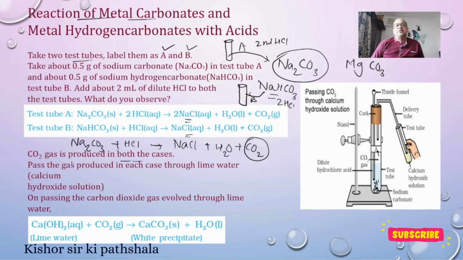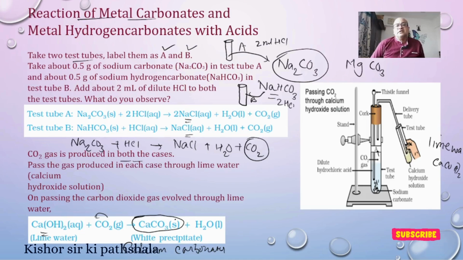The carbon dioxide which has been produced is passed through lime water. This is a confirmatory test for carbon dioxide. Lime water is nothing but freshly prepared calcium hydroxide solution, and it turns milky. Calcium hydroxide, Ca(OH)2, reacts with carbon dioxide to give an insoluble precipitate of calcium carbonate along with water. It is white in color, and that is the reason the lime water turns milky.